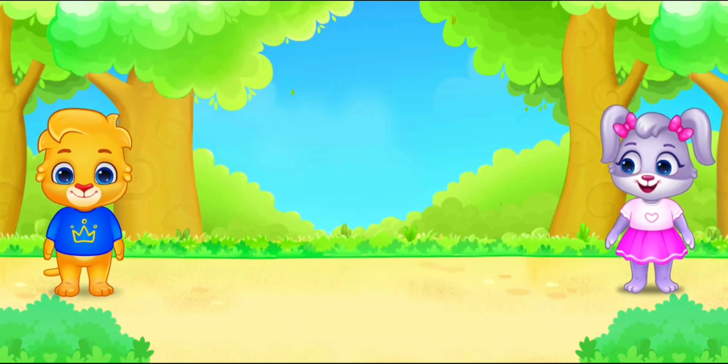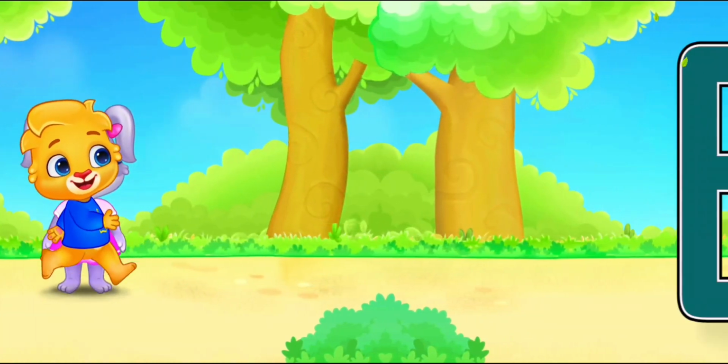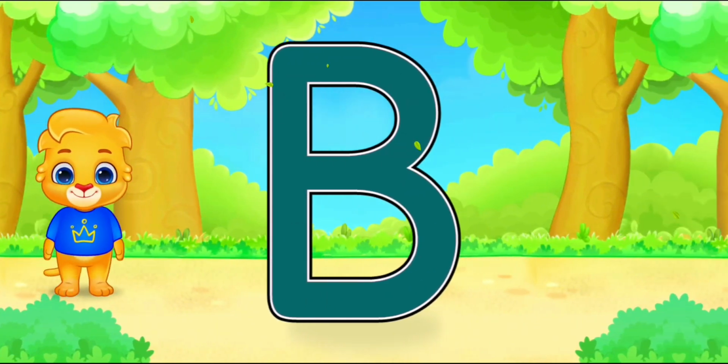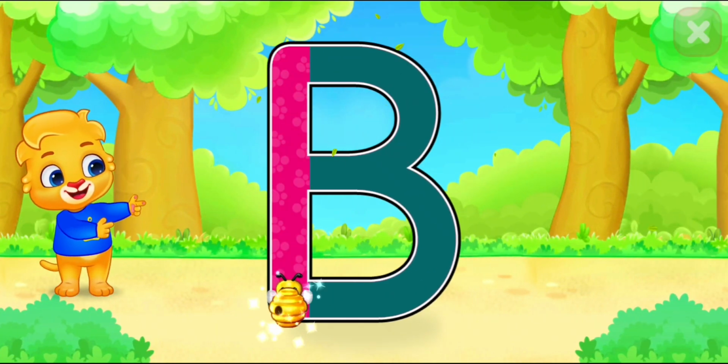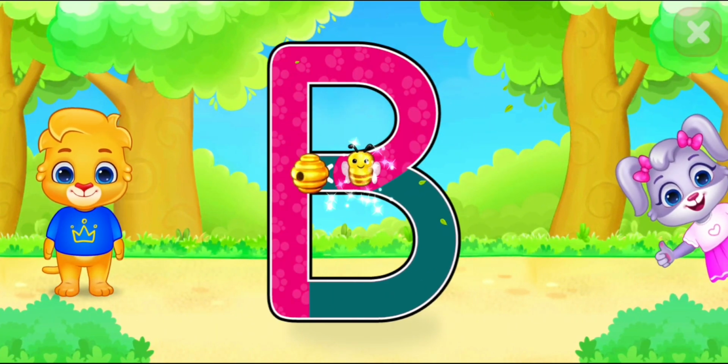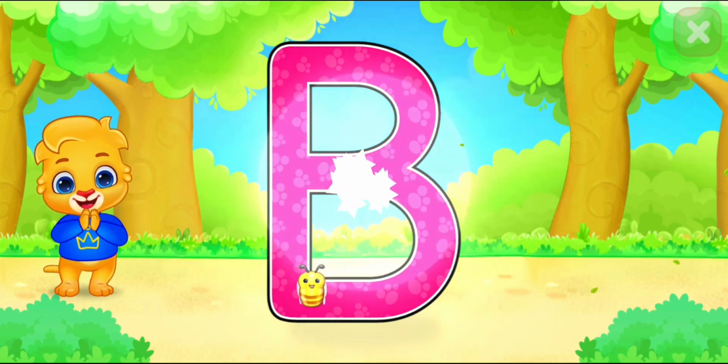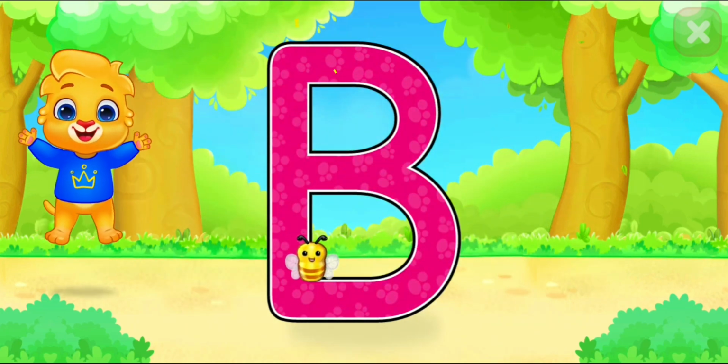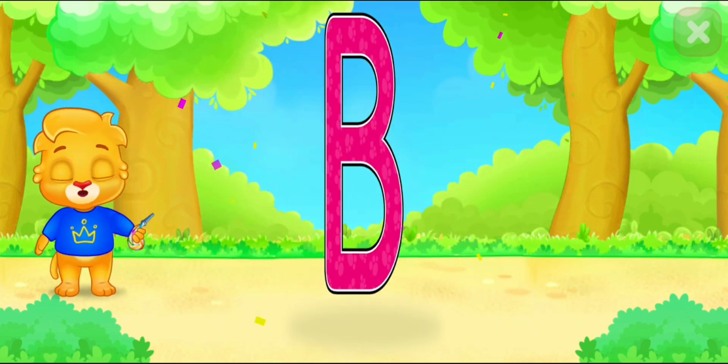Very good. Now we will move towards our next letter, that is B. Bee will move towards honey. Wow. We draw our second letter, that is B.